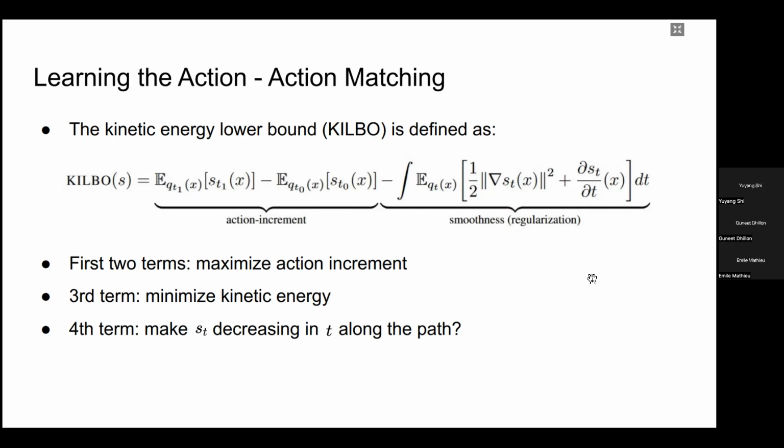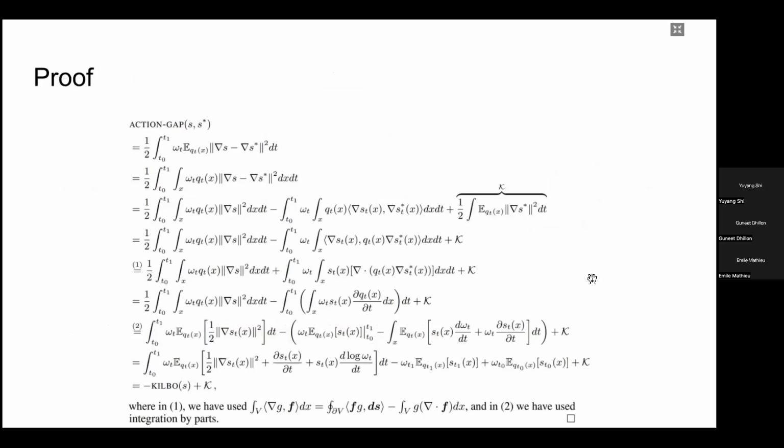Not for sure, but I may be wrong. Anyway, so this is the proof of this K-elbow lower bound. It's not very interesting, and also they assume here that there's some weighting function on the action gap, which is not introduced in your main paper. So this is making it more difficult to read.